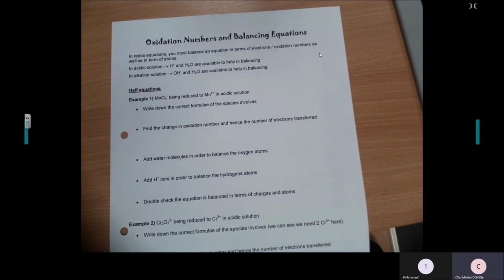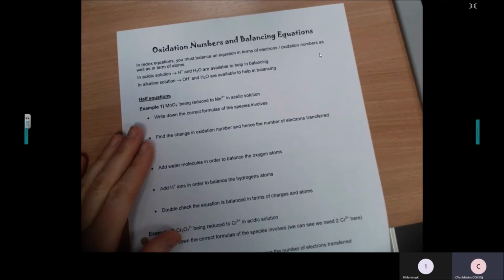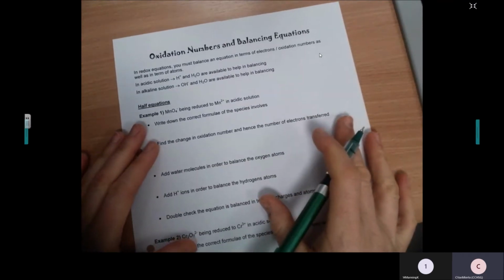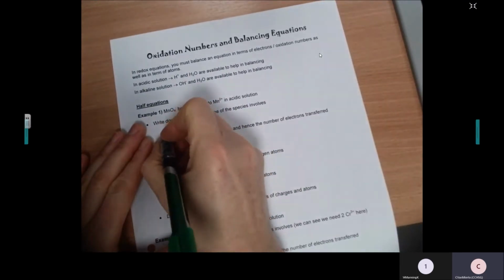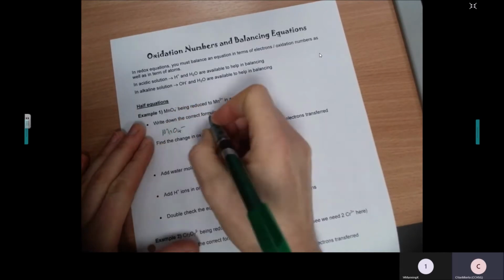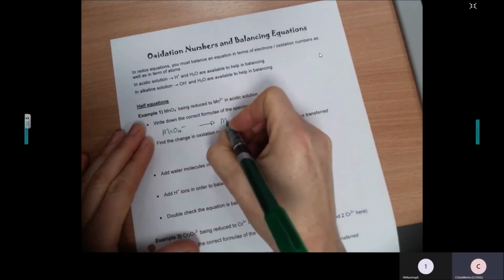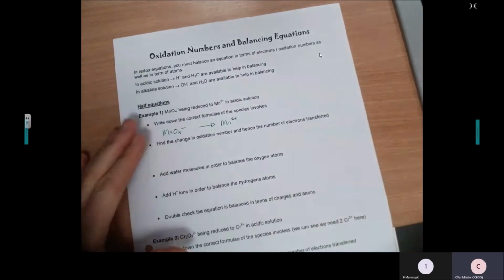So if we need to write an equation for MnO4- ions being reduced to Mn2+ ions in acidic solution, we're going to break this out into 5 steps. You'll get to the point where you can just do it in one go and not have to write out loads and loads of lines. But the thought process is exactly the same. So we are going to start with MnO4-, and that is going to react to form Mn2+.